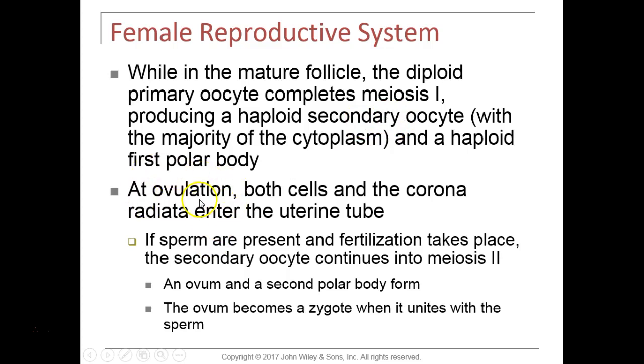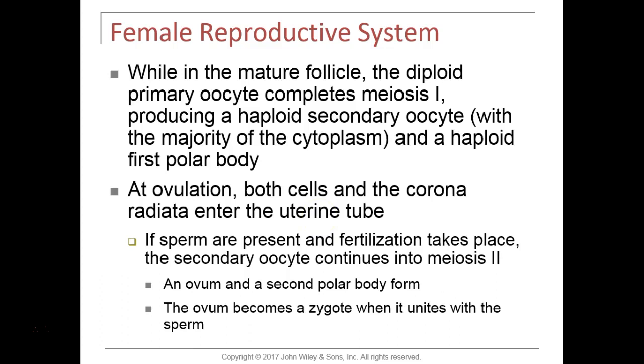So at ovulation, there are groups of cells that surround the secondary oocyte. Those cells become part of what's called the corona radiata. And in the middle of that is the secondary oocyte. So that is what is ovulated and will enter the uterine tube.